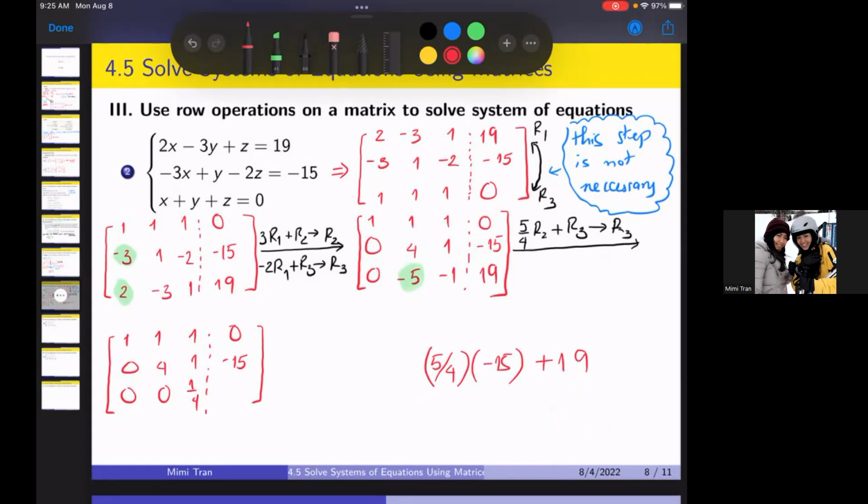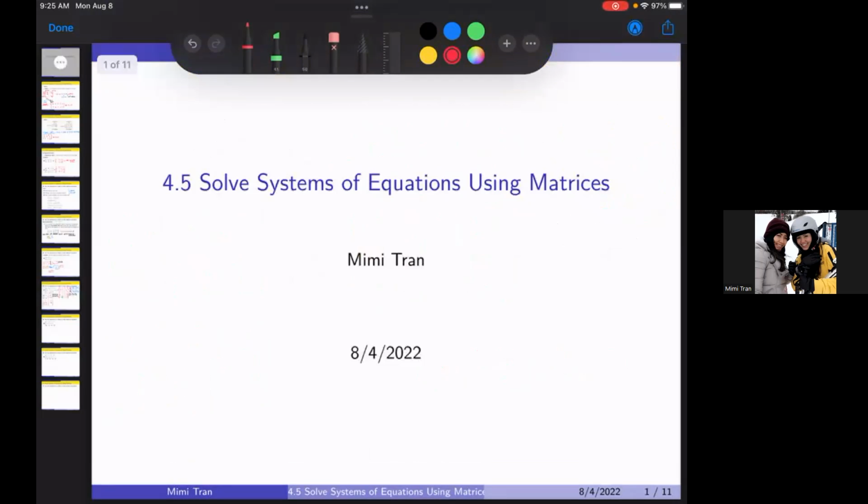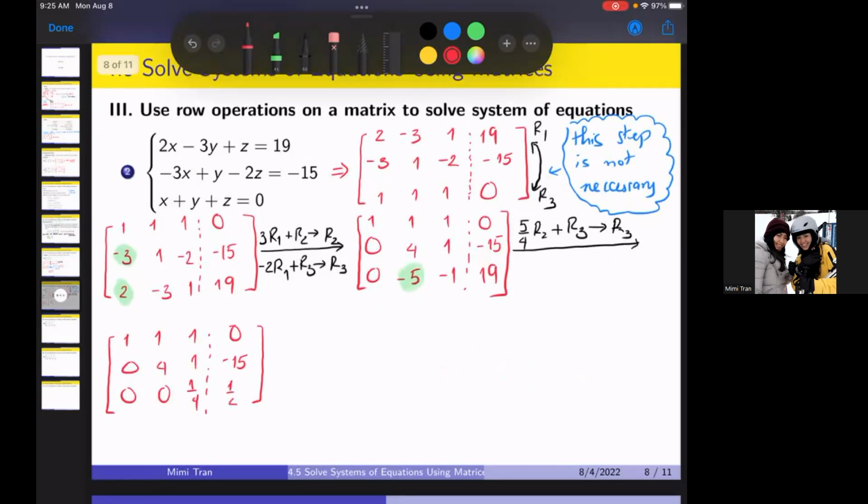So parentheses, 5 divided by 4, times -15, make sure you use the opposite sign, don't use the minus sign, it's gonna give you an error, and then plus 19, it's a quarter. You can go to math and hit frac twice. Just hit second enter twice. It gives you 1/4. Use the calculator. One less thing for you to think about. So 1/4.